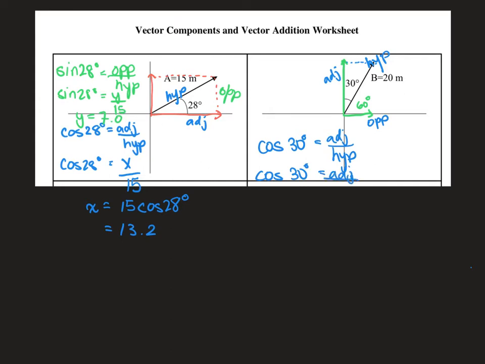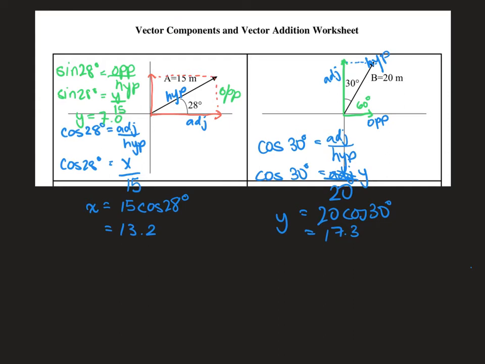I don't know what the adjacent is, but I know the hypotenuse in this case is 20. So let's move that around, and instead of writing adjacent, let's put a y there. So y will be 20 cos 30, and with my handy dandy calculator, making sure it's in degrees, 20 cos 30 is 17.3.